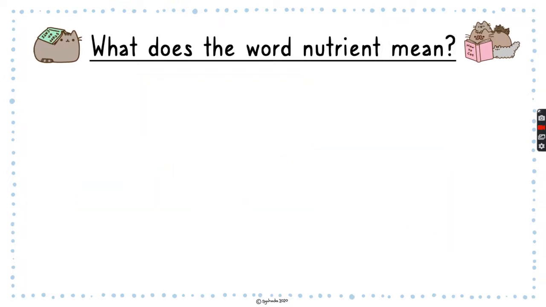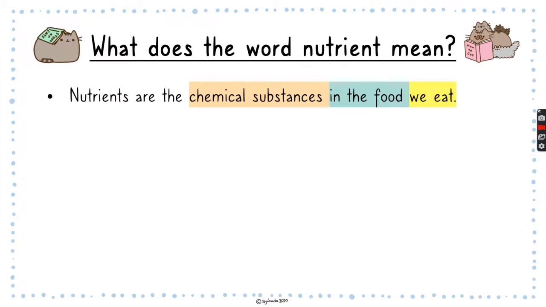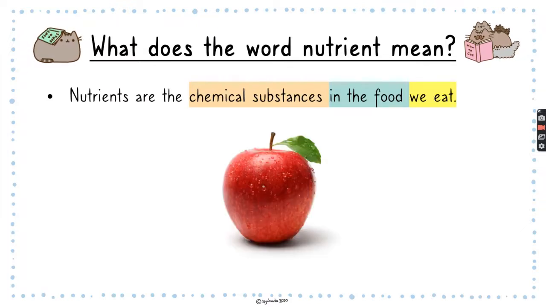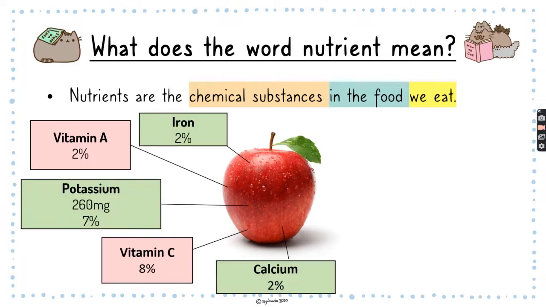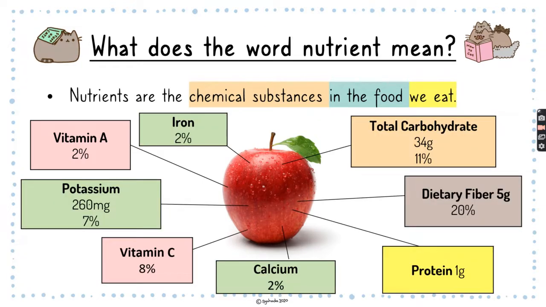So learning about biological molecules is important for our future topic, which is to do with nutrients and human nutrition or animal nutrition. And nutrients are chemical substances in the food that we eat. For example, all of these are nutrients.